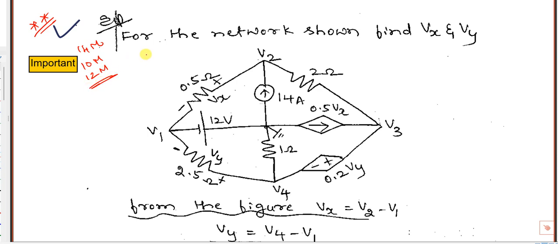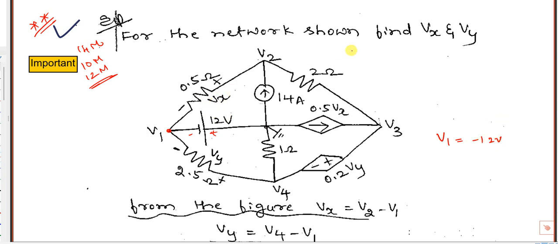Find nodal voltages Vx and Vy using nodal analysis. So this is the given problem. Here this is minus, this is plus, and this is the reference voltage. One voltage you can directly tell from the figure: V1, measured with respect to ground. If I keep the multimeter positive here and minus there, I will get minus 12 volts. So V1 with respect to ground is minus 12 volts.